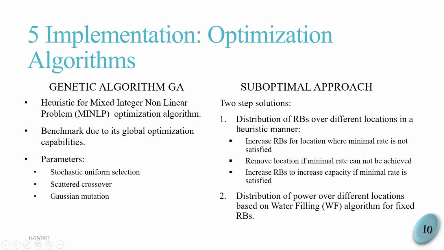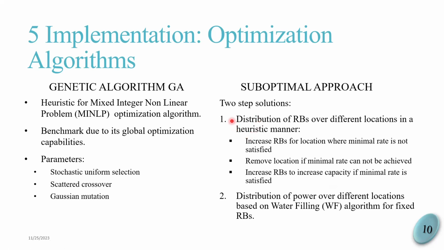In the first step, we are going to distribute the resource blocks over the different locations or subcells in a heuristic manner. First, we are going to increase the resource blocks for locations where the minimum bit rate is not satisfied. However, if we increase the resource blocks to a maximum number and the minimal bit rate is not achieved, we are going to remove this location or subcell from the optimization problem. Once removed, the allocated resource blocks for this location will be distributed over other locations, and this distribution is done in order to increase the capacity of the overall system.